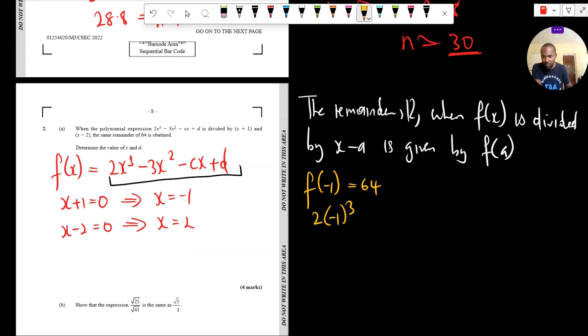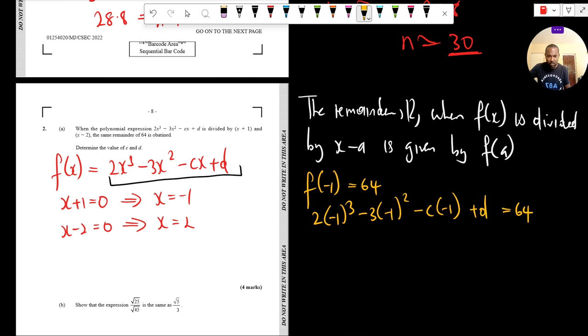So we say that 2 times negative 1 cubed minus 3 times negative 1 squared minus c times negative 1 plus d is equal to 64. So we'll simplify this and we'll get our first equation in c and d.